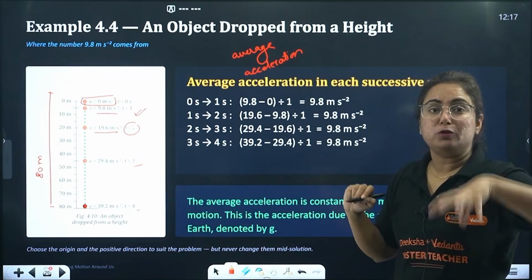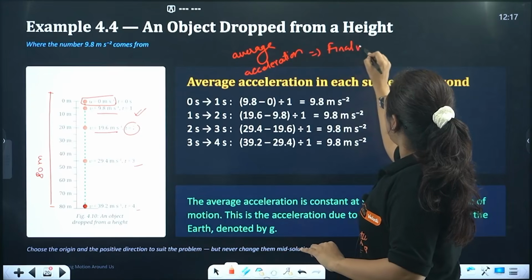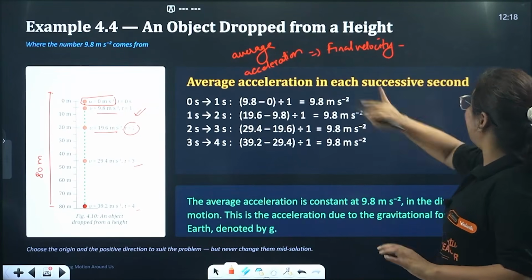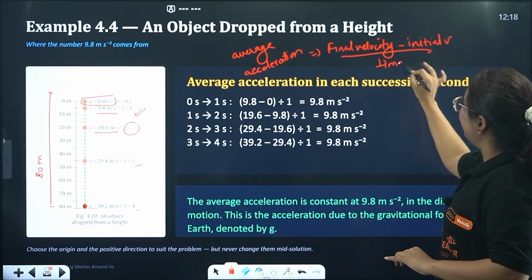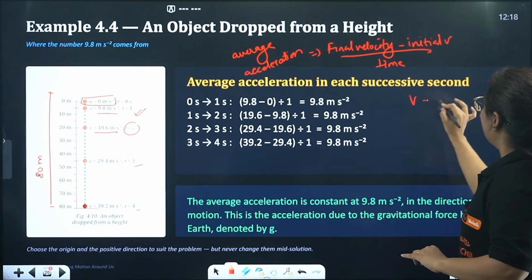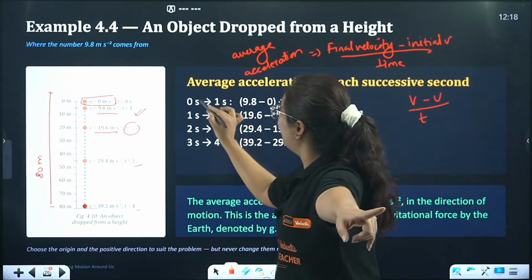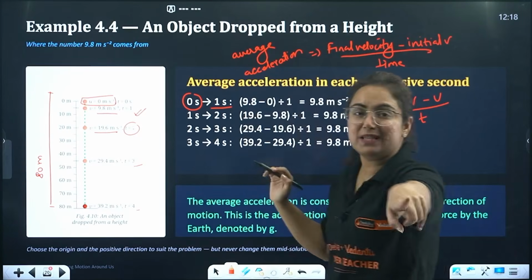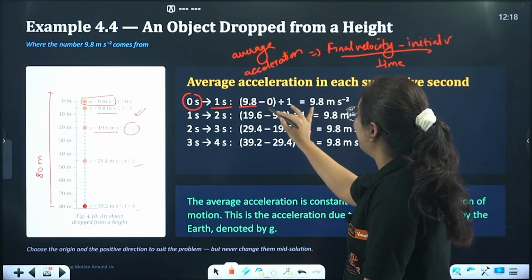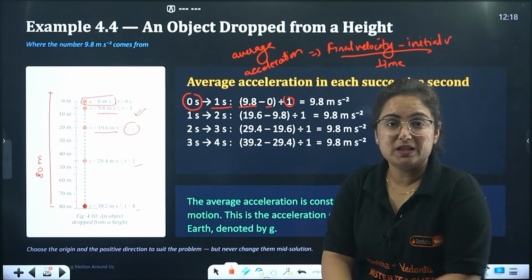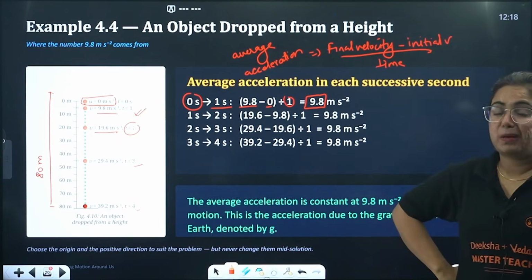So beta, when we have to find the average acceleration of that object, it will become what? Final velocity minus initial velocity upon what, beta? Time. We represent it as v minus u upon t. So now let's calculate for each second. When the object was at 0 second and moved to 1 second, what is the acceleration? Final velocity 9.8 meter per second minus 0 upon time taken 1. How much does it become? It becomes 9.8 meter per second squared.